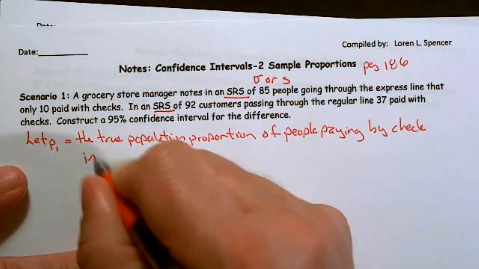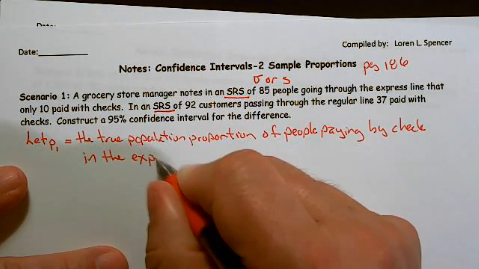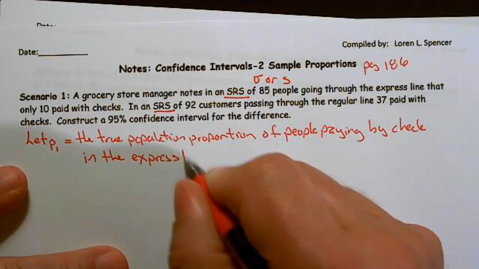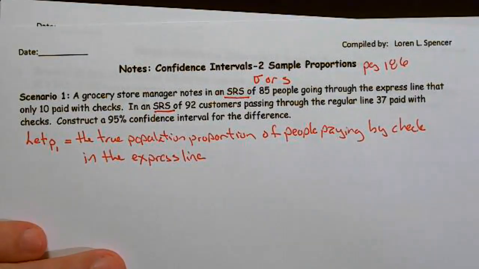in the express line. And I'm just going to tell you right now, those people are evil. You do not pay by check in the express line, and you should not be allowed to use coupons in the express line. I'm just saying that's just wrong. Never do that. If your parents do that, talk to them about it, get them squared away.